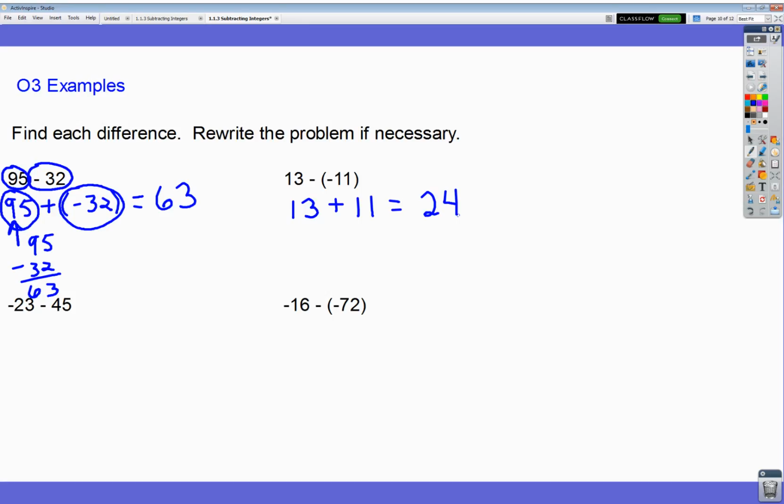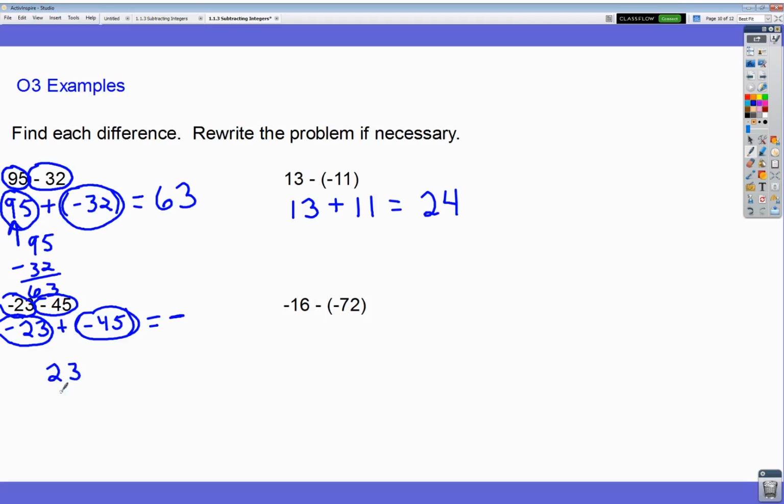Okay, let's take a look at the next one. Let's rewrite it first. We have negative 23 plus a negative 45. So this number is negative. This number is also negative. We could also have just circled the signs up here. So same signs, add and keep. These numbers are both negative. They have the same sign. So we're going to add them, but we're going to keep that sign, which is negative. So our answer is going to be negative.